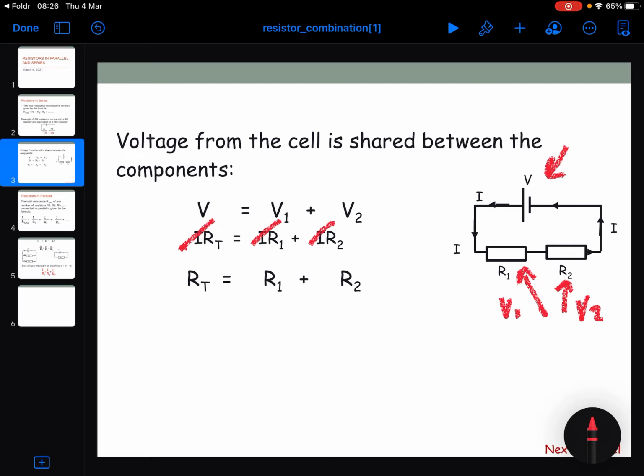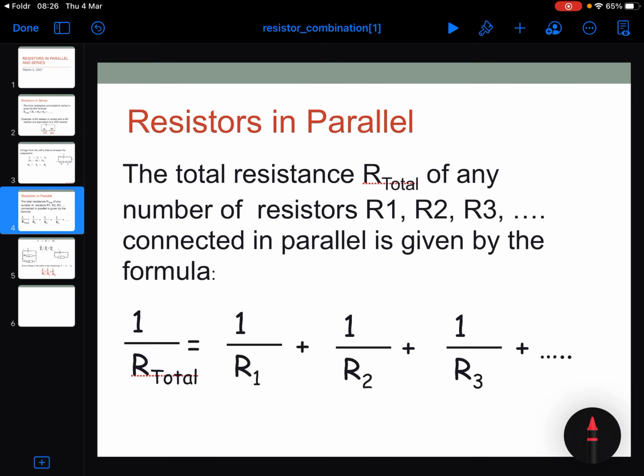Now let's look at resistors in parallel. In GCSE you were taught that the more resistors there were in parallel, the less the total resistance. And that is completely true, but now we're going to look at why that is. So the total resistance, R total, of any number of resistors, R1, R2, R3, etc., is given by 1 over RT equals 1 over R1 plus 1 over R2 plus 1 over R3.